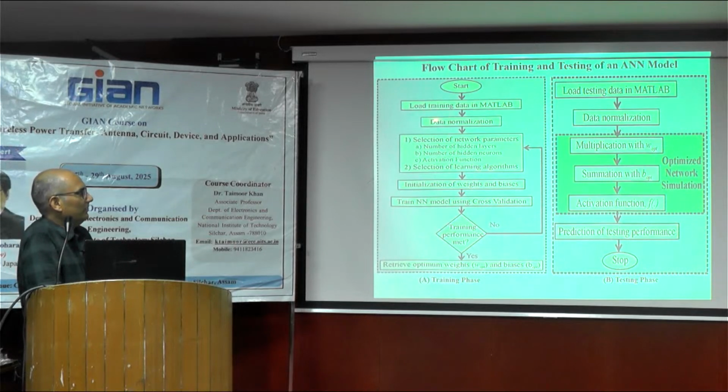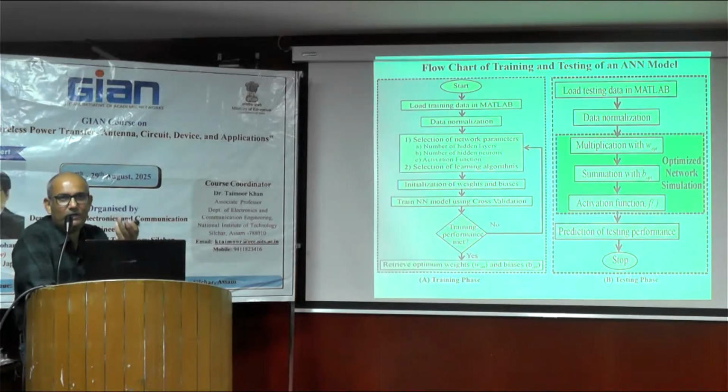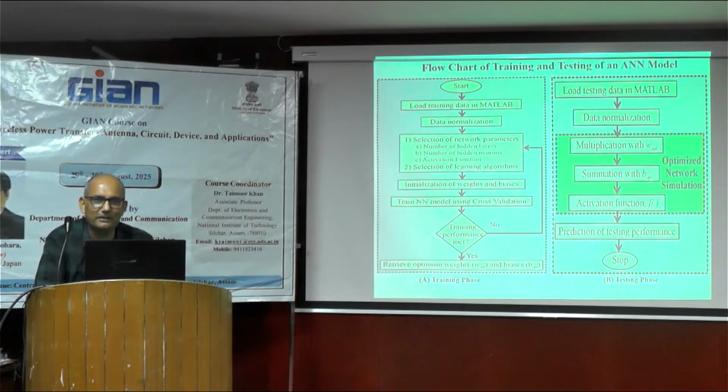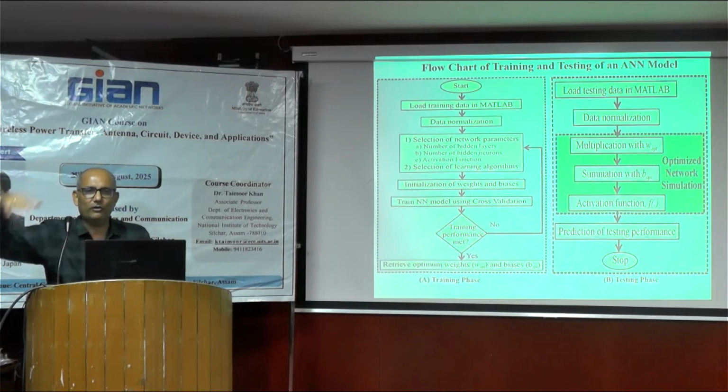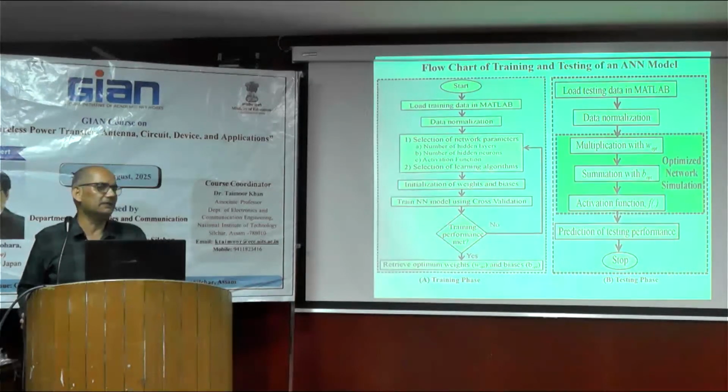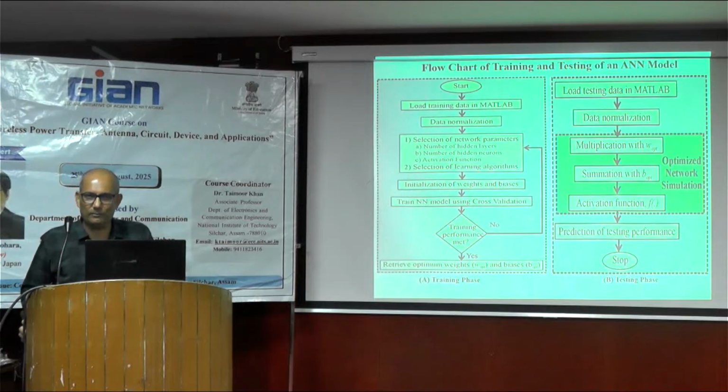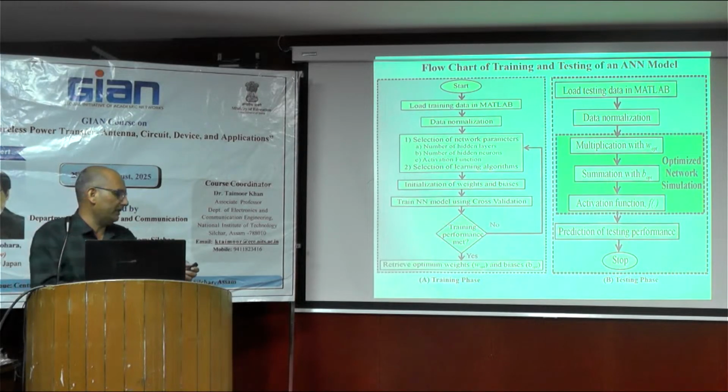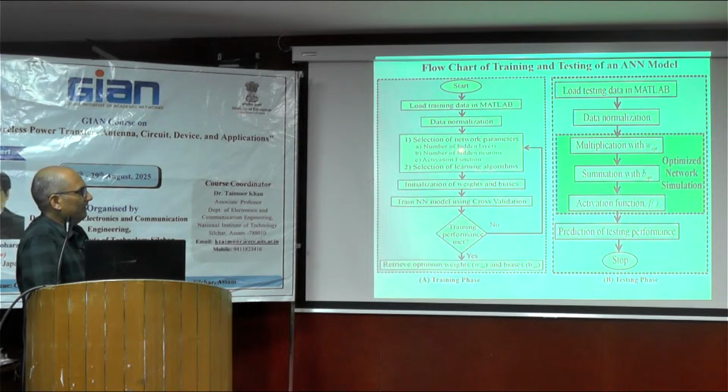First is start, then load the training data, then data normalization, because real problems may not always be available in the form of zeros and ones. We need to deal with current, voltage and power, and if so, ultimately you need to normalize them, because machine learning techniques give effective outcomes for normalized patterns applied to any algorithm. Then select the parameters: number of hidden layers, number of hidden neurons, activation function, learning algorithm, then initialization of weights and biases according to the selected architecture of the model.